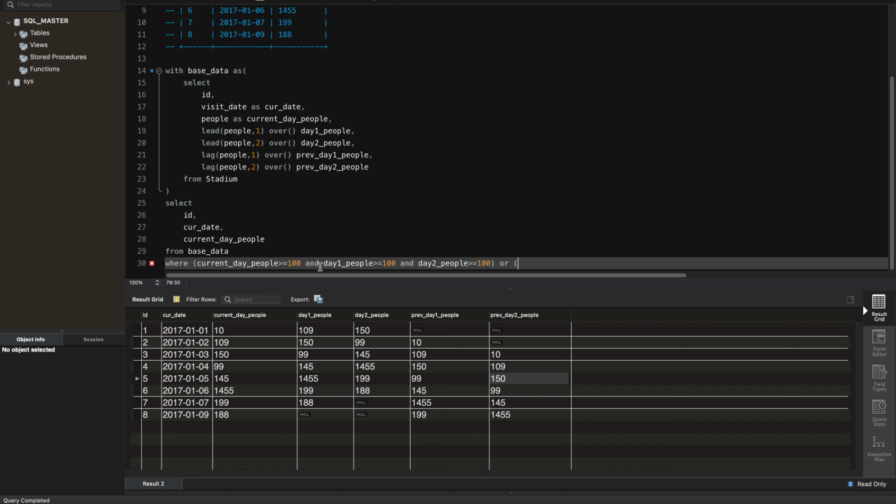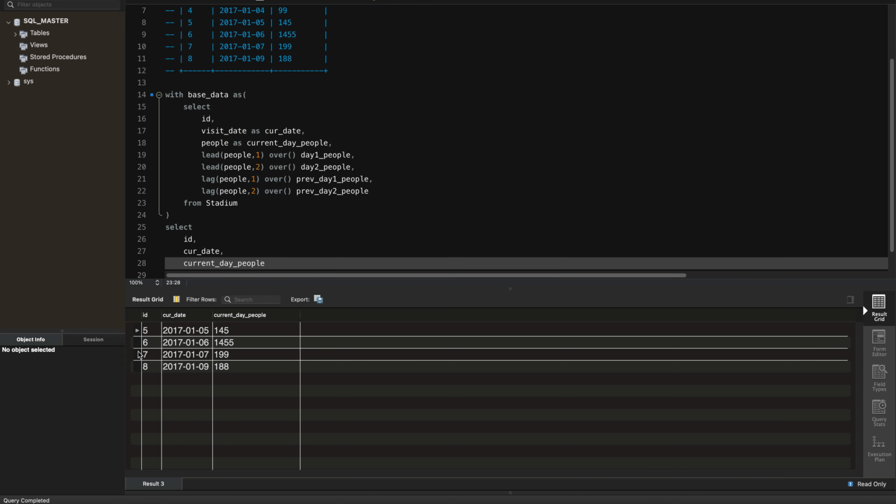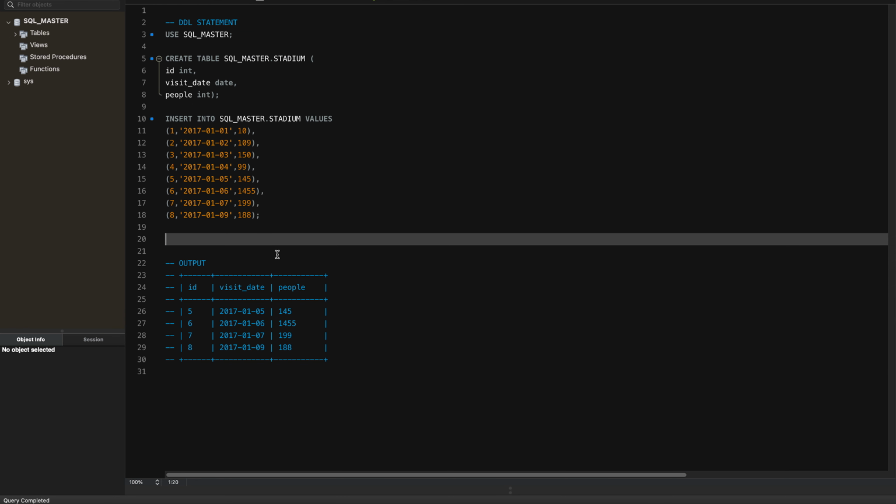Or this current day should be greater than or equal to 100 and previous day 1 people should be greater than or equal to 100 and previous day 2 people should be greater than or equal to 100. This is the condition. Now if you try to print it, we will get ID 5, 6, 7, 8 in our output, where the number of people is more than 100 for at least 3 consecutive days, and this is the output that we need to print.